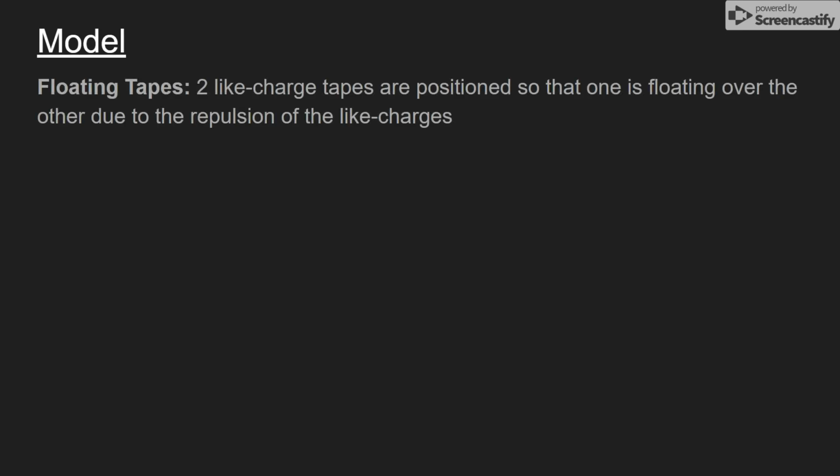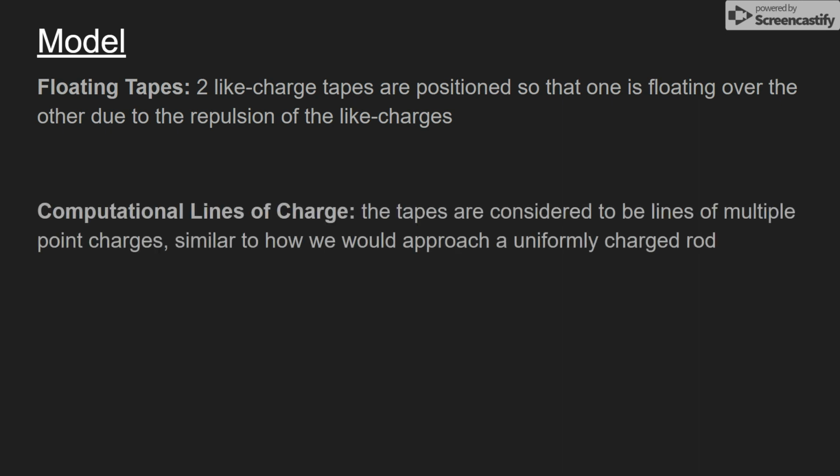theoretical questions. So the model used here was floating tapes again, as in lab 1, where we have two like charged tapes positioned so that one is floating over the other due to the repulsion of the like charges. And then the computational model included lines of charge where the tapes are considered to be lines of multiple point charges, similar to how we would approach a uniformly charged rod problem.